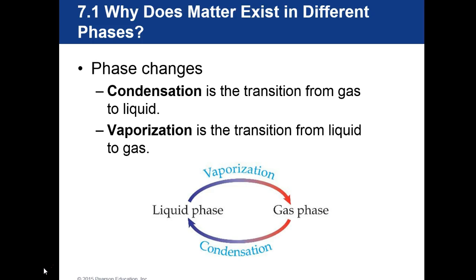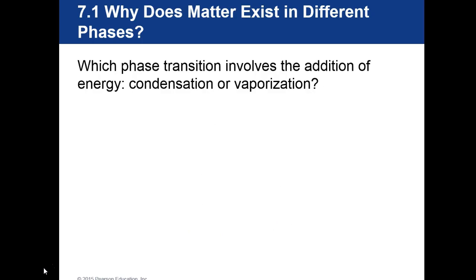So as I just described, that condensation is the transition from a gas to a liquid. The opposite is vaporization. That is going from a liquid to a gas. For example, when you put your pan of water on the stove and you turn it on, you can start to see the water vaporize out of the pan. So which phase transition involves the addition of energy, condensation or vaporization?